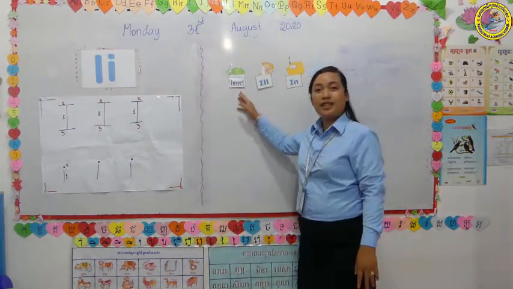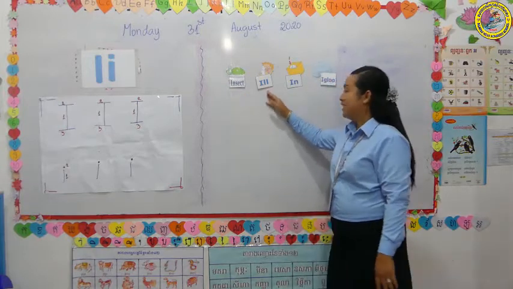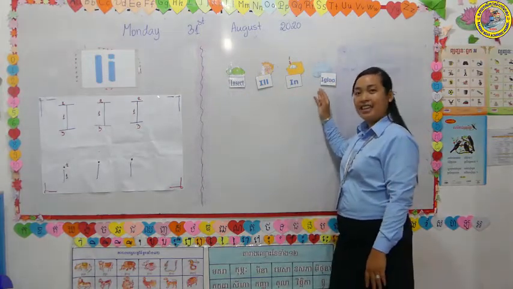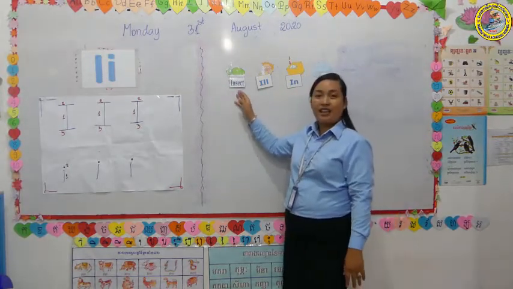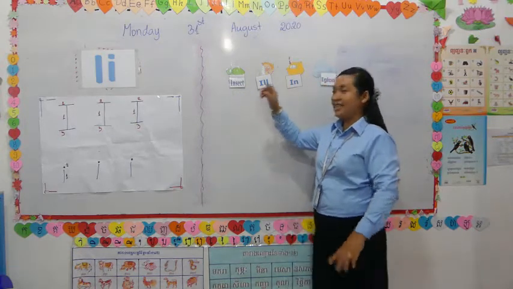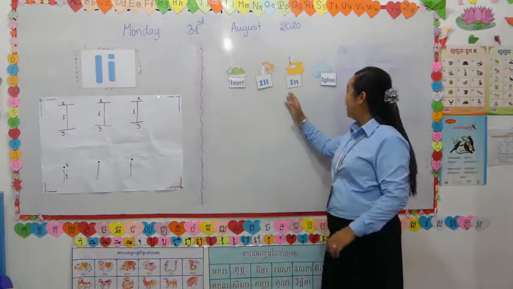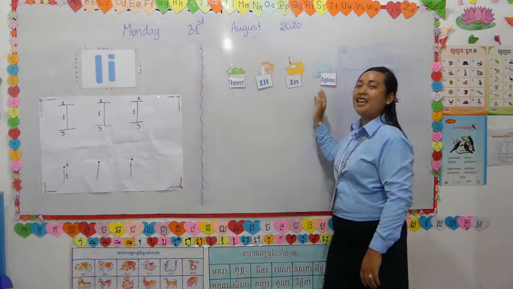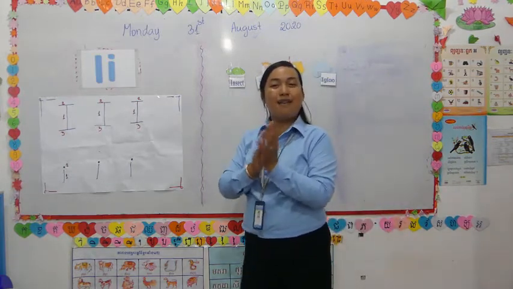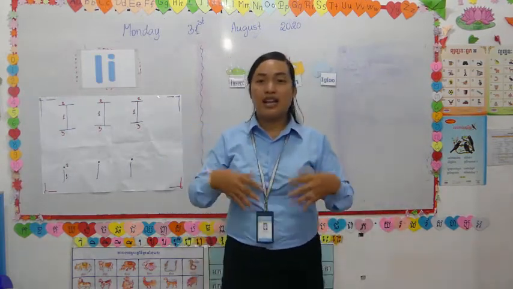The first word, insect, eel, in and igloo. I sound I, insect, eel, in, igloo. Yeah, very good, everyone. Everyone, that's all for today.